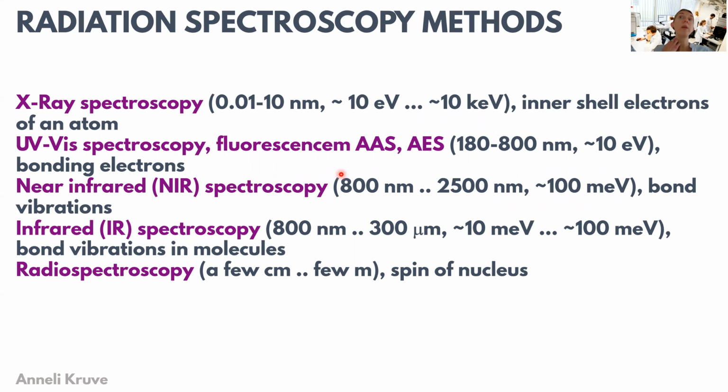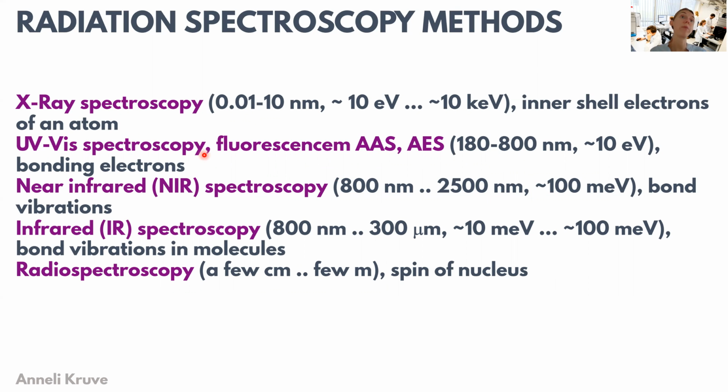So when we go for a second through these different spectroscopy types, X-ray spectroscopy is dealing with atoms, so it can be very nicely used for determination of different metal atoms. And this is due to the fact that X-ray radiation is interacting with the inner shell electrons of the atoms.